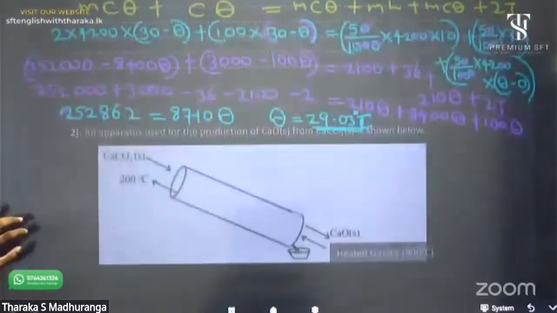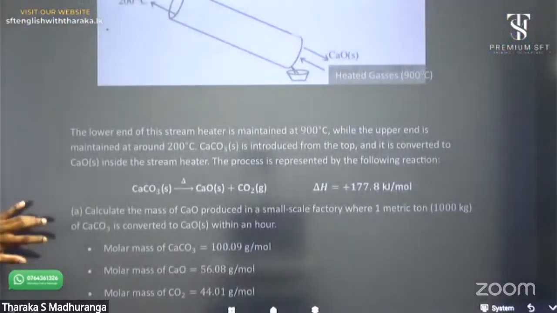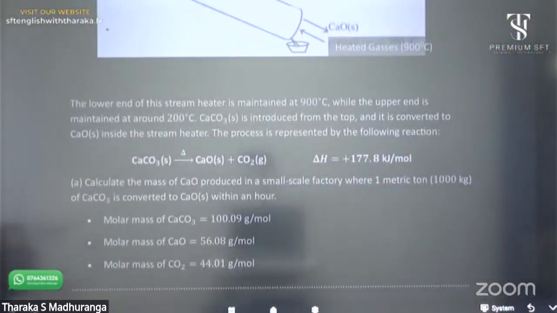An apparatus used for the production of calcium oxide from calcium carbonate is shown below. The lower end of this steam heater is maintained at 900 Celsius, while the upper end is maintained around 200 Celsius. Calcium carbonate is introduced from the top and it's converted into calcium oxide inside the heater. The process is represented by the following reaction.